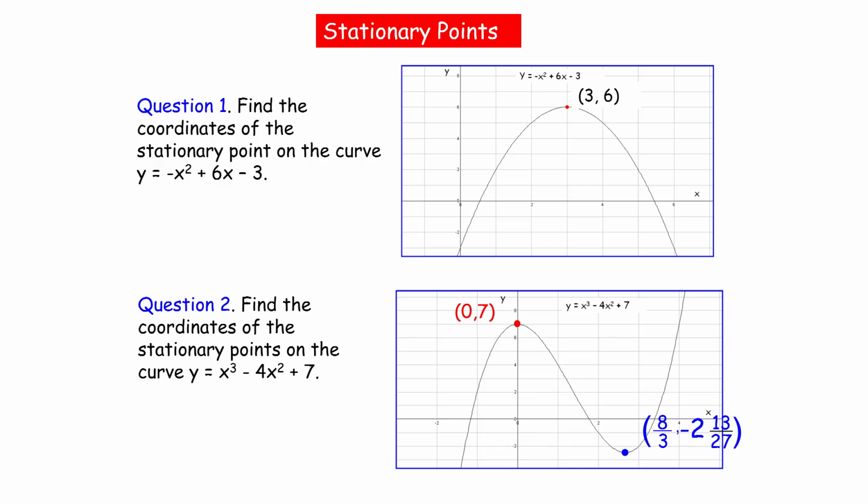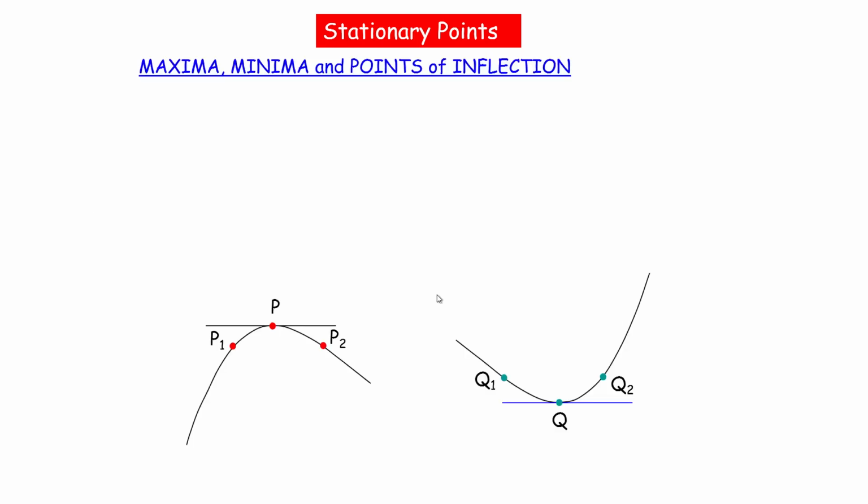Okay, so now we can determine whether we've got a maxima or a minima point. We can determine that where the gradient is 0. It's going to be a maxima, minima, or what's called a point of inflection. But we haven't been able to determine yet which type it is. Is it maxima? Is it minima? Is it a point of inflection? So we can use the gradients to determine that.